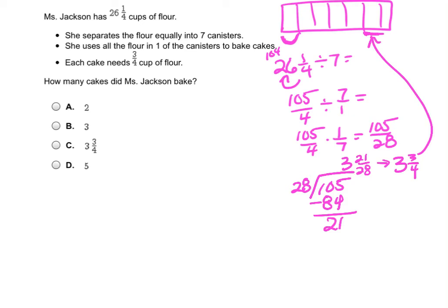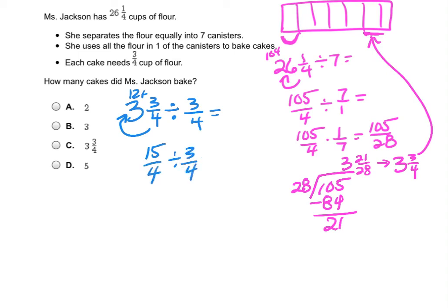Now she's using one of those blocks to make cakes. Each cake needs 3/4 of a cup of flour. So you're going to start with 3 3/4, and you're going to divide it up into 3/4 cups. You want to change this into an improper fraction. 4 times 3 is 12, plus 3 is 15/4, divided by 3/4. Then I want to multiply by the reciprocal.